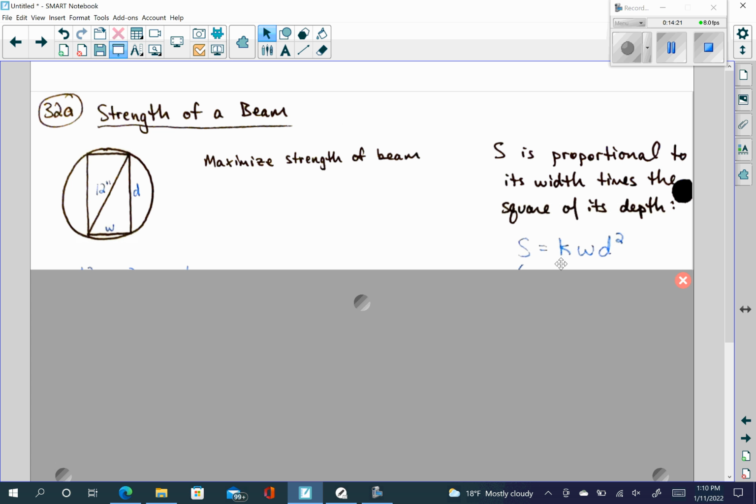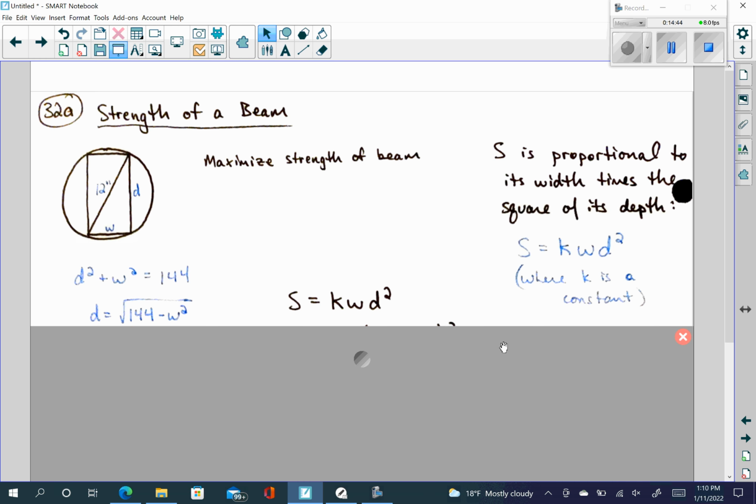So when we set up what we call a direct variation problem, we take a constant here and we always put it in here. That's what it means to be proportional. You multiply it by a certain scale factor. So S is the strength of the beam, is proportional means we're going to take K times its width times the square of its depth. So W is the width, square of D is the square of its depth, and then times K. So K is going to be a constant.